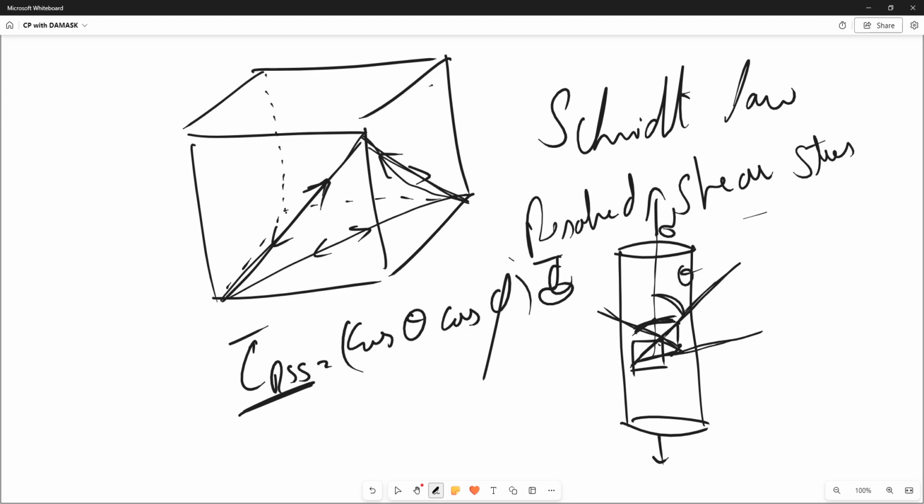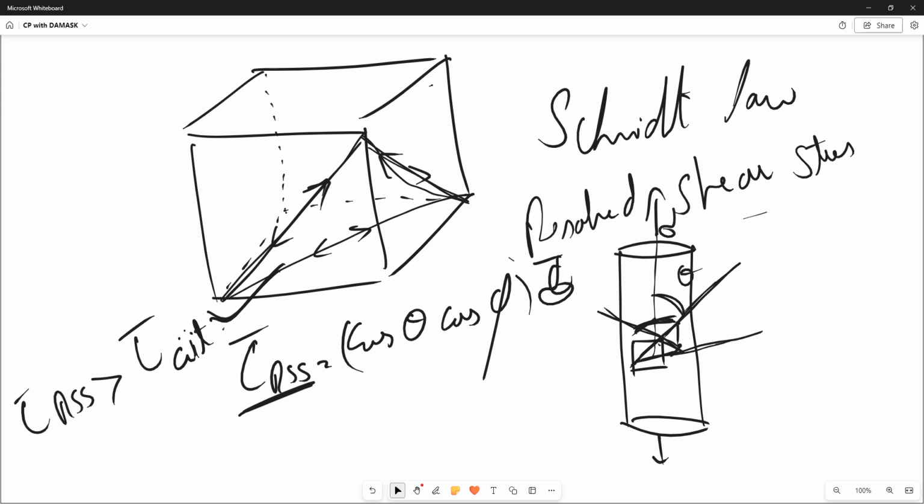Now, if this resolved shear stress is greater than the critical shear stress that is required for a plane to slip, if this condition is achieved, then the slip will take place. But if it is not achieved, the slip will not take place, right?